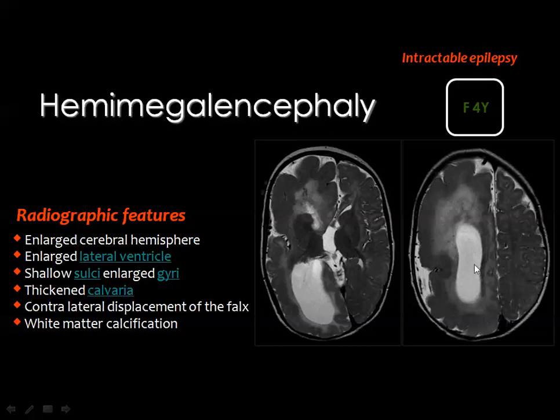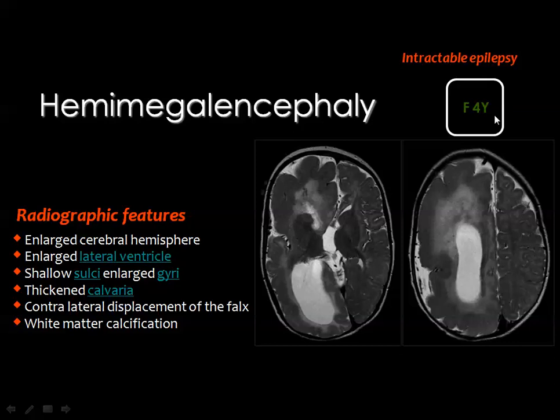The ventricle is large compared to the left one. The frontal horn is straightened compared to the left one. And the cortical gyri and sulci: the gyri are thick and broad. Look at this gyrus, for example. Look at the normal sulci and gyri on the left side. And also look for the white matter.